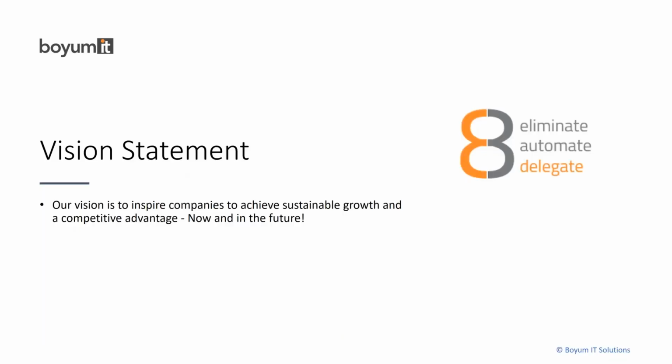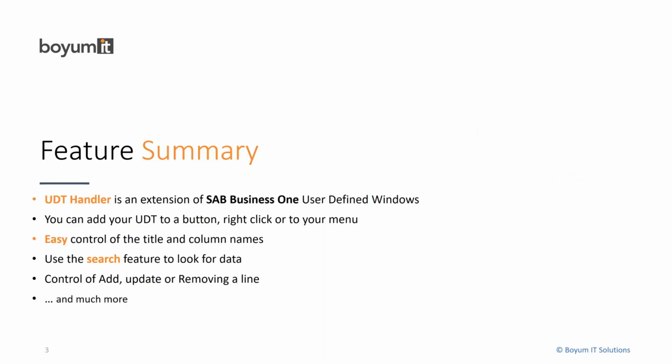As you know, Boyum is all about giving the user a good experience in their everyday tasks. You are most likely familiar with the current SAP UDT setup, and we'll see how much easier it is with the added feature in the Boyum Usability Package, universal function. You have more control with the UDT handler.